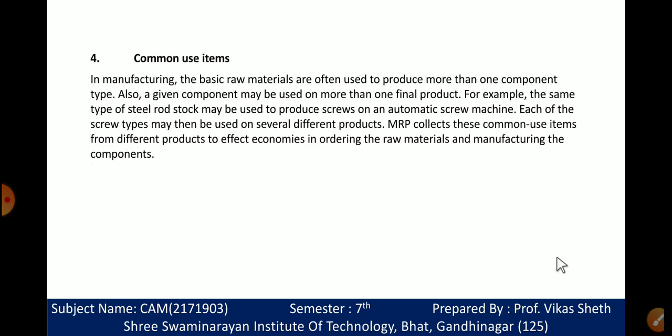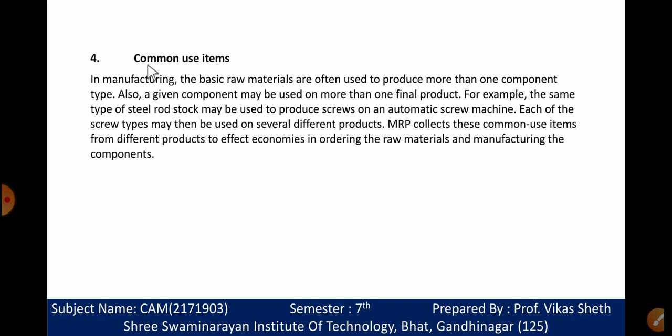Common uses of items. In manufacturing, the basic raw materials are often used to produce more than one component type. Also, a given component may be used on more than one final product. For example, the same type of steel rod stock may be used to produce screws on an automatic screw machine. In this topic, we learn about the common use items.